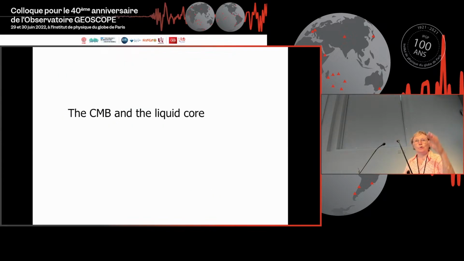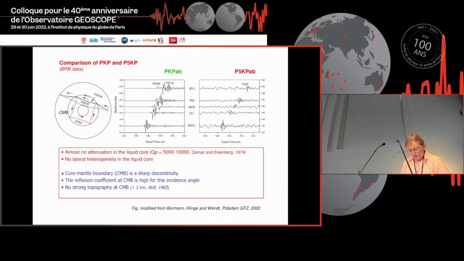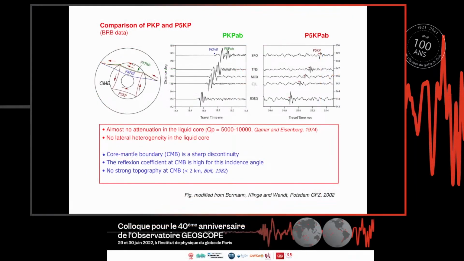Okay, now I will show, as I told you, some records which illustrate all these features. I'll start with the core mantle boundary and the liquid core. And here is a beautiful figure from my colleague from Potsdam, where you see on the left this path, PK, IKP in green, and the path in red, where you just add 4 legs inside the liquid core and 4 reflections beneath the core mantle boundary.